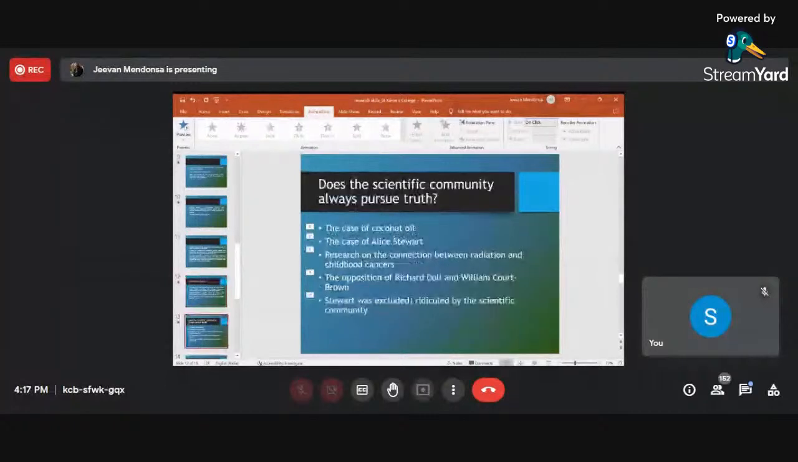That's why I come to that question: does the scientific community always pursue the truth? Well, if it is always, I would say the answer is unfortunately no. And there are many examples. Some examples I've given already. I will give two more examples, very strong, shocking, especially the second one is a very shocking and sad example also. One is, of course, the case of coconut oil.